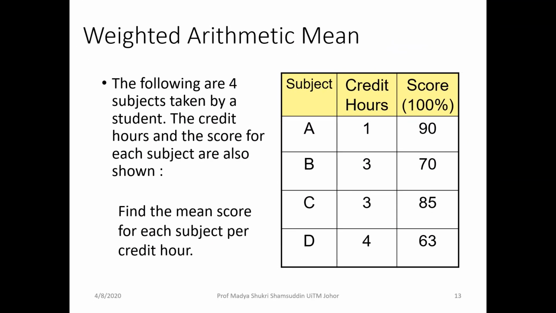This problem reads as follows. The following are 4 subjects taken by a student. The credit hours and the score for each subject are also shown. Find the mean score for each subject per credit hour.